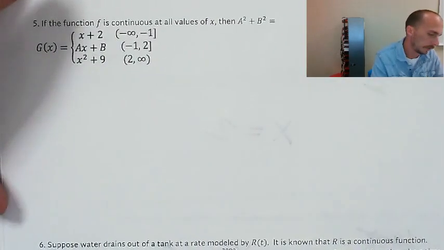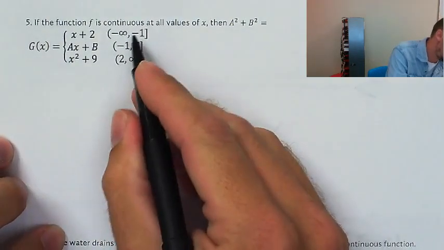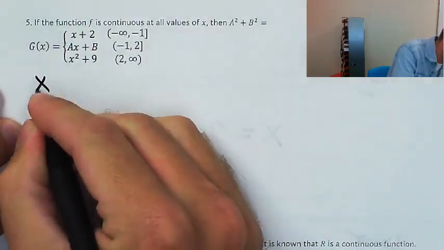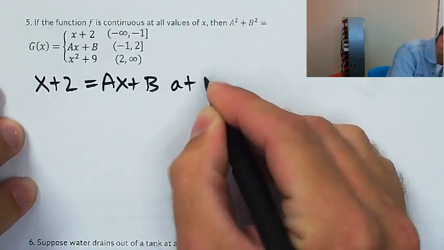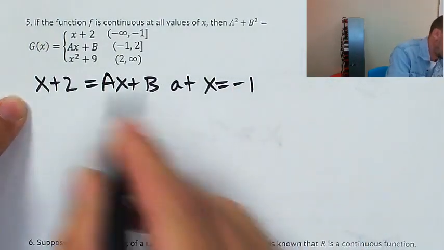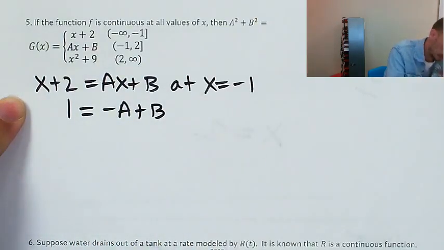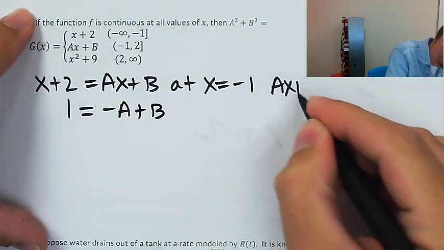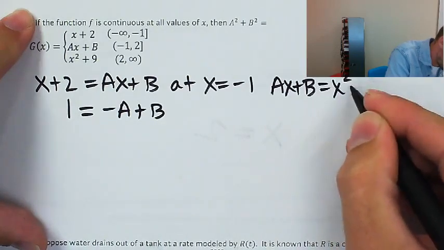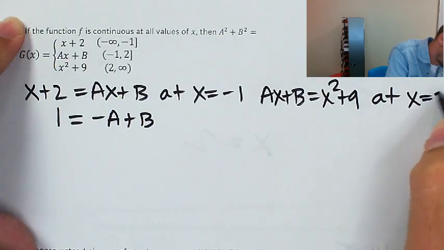Okay, I'll go back. Okay, f is continuous at all values of x, which means it's got to be continuous at x equals negative 1. So I need x plus 2 to be equal to ax plus b at x equals negative 1. So I plug that in and I get 1 equals negative a plus b. And then I also need ax plus b to equal x squared plus 9 at the point where x equals positive 2.